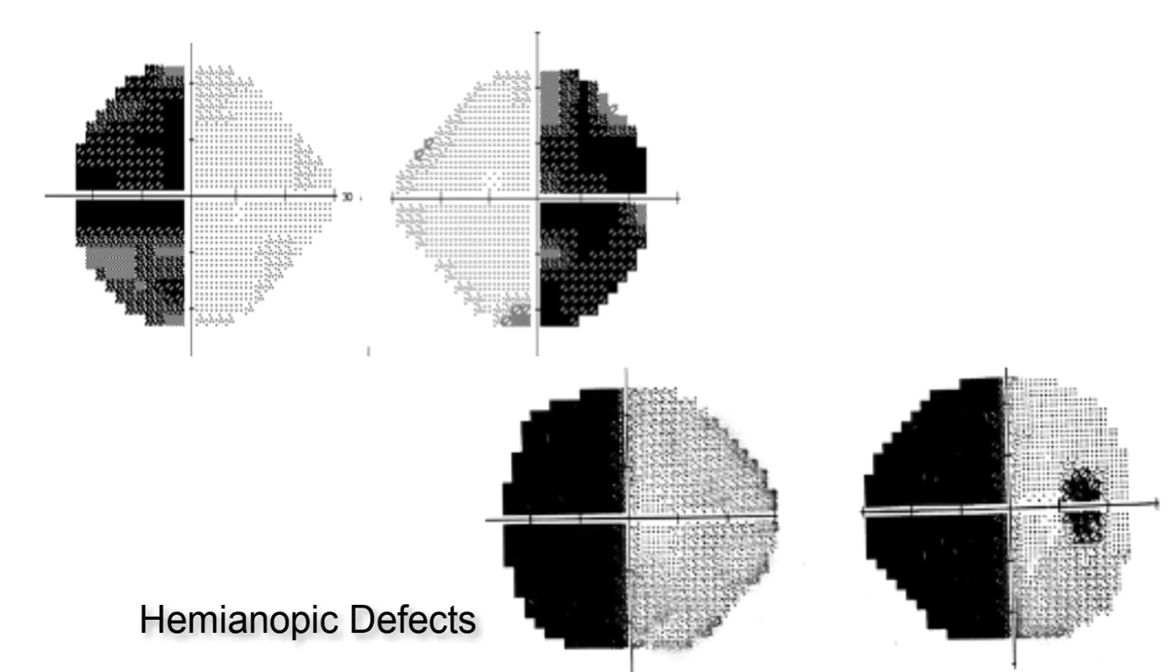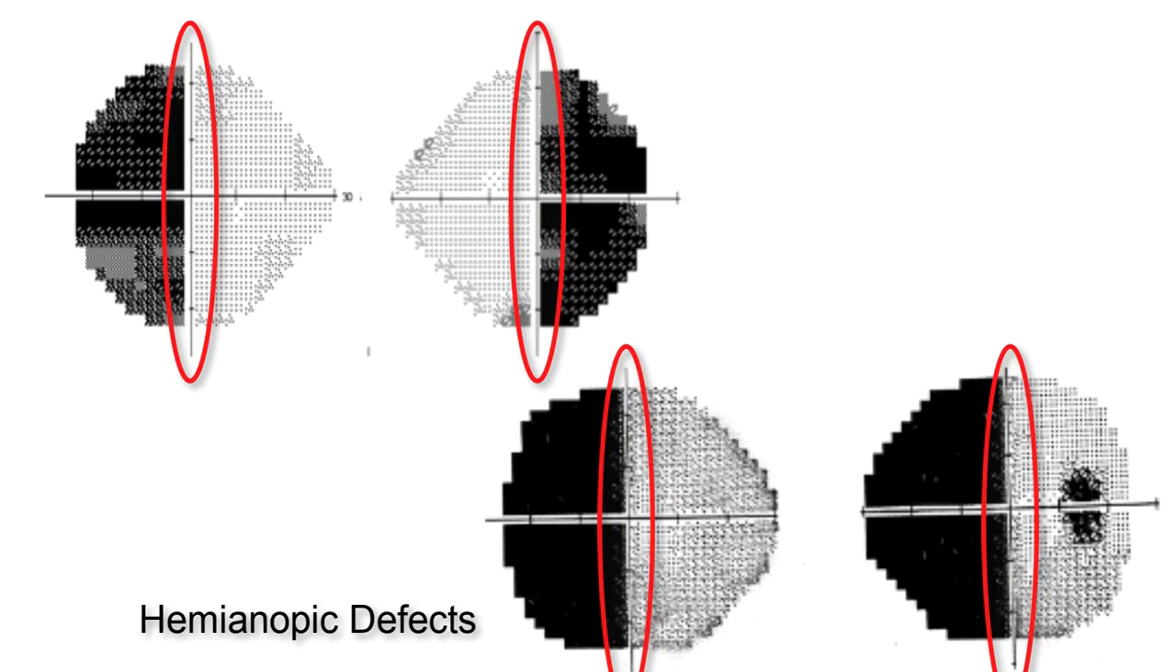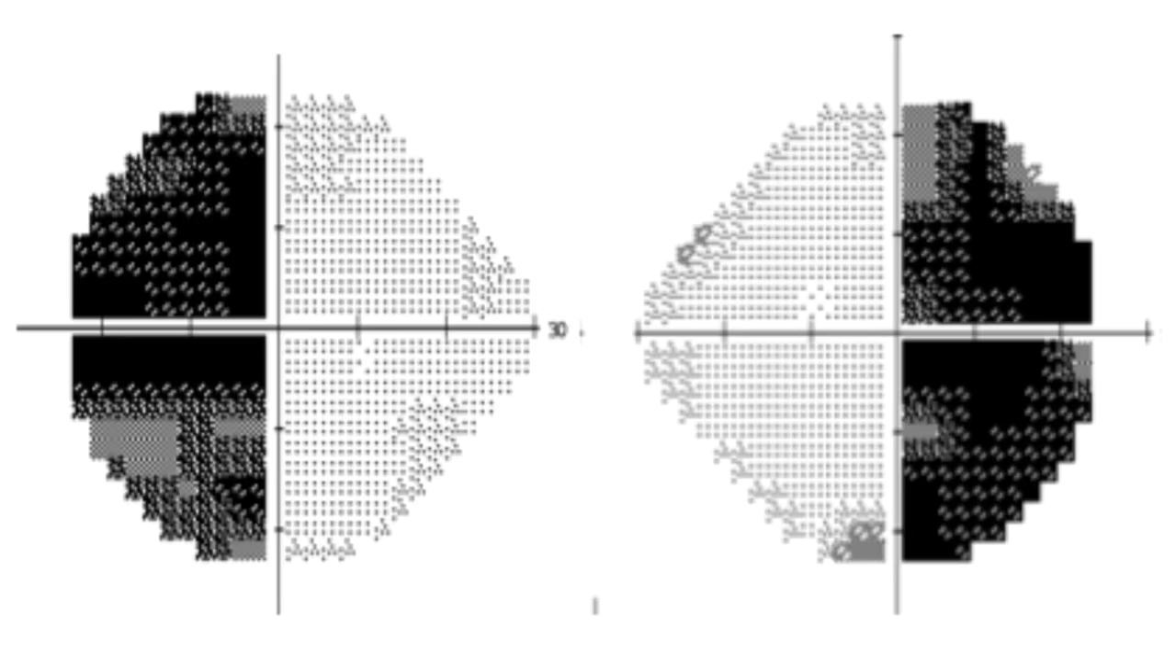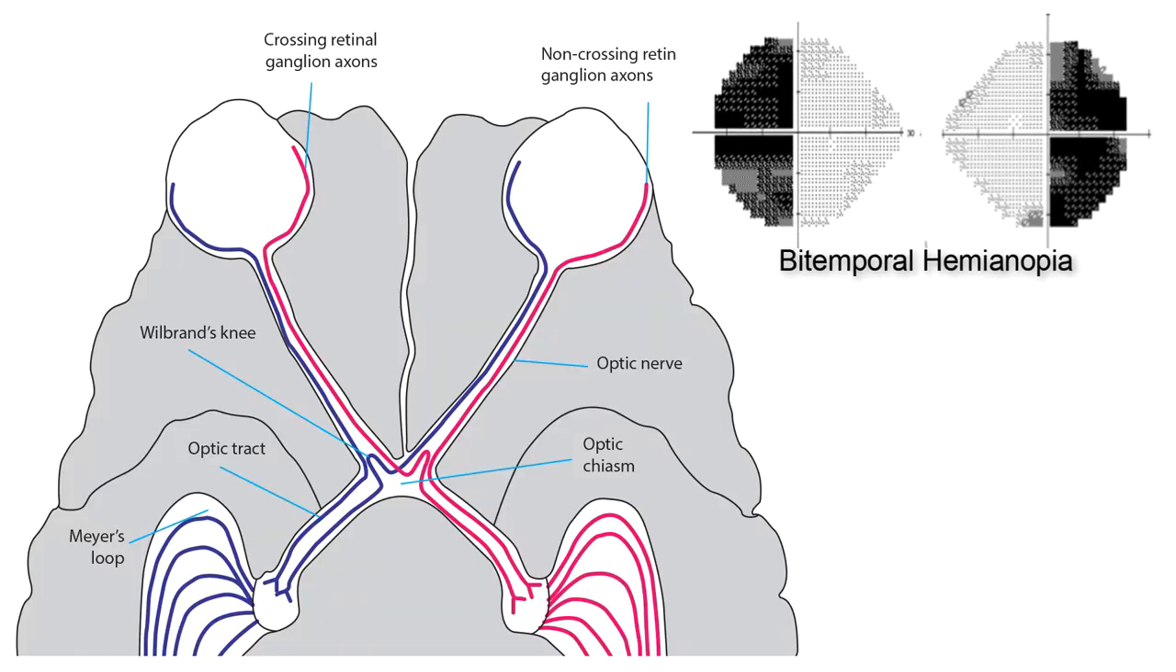Now look for hemianopic defects, which are defined as having defect borders aligned to the vertical meridian of the visual field. Decide if a hemianopic defect is present in the temporal visual fields of both eyes, a so-called bitemporal hemianopia, which is the signature of a chiasmal area lesion.